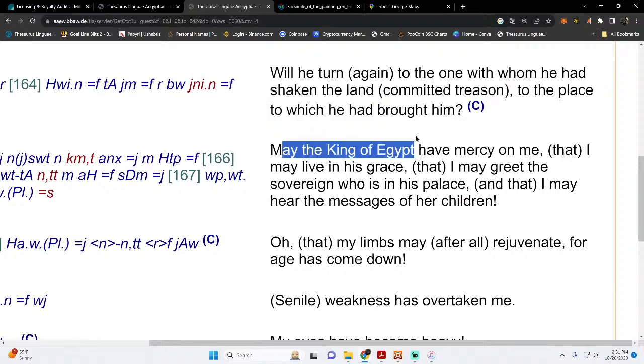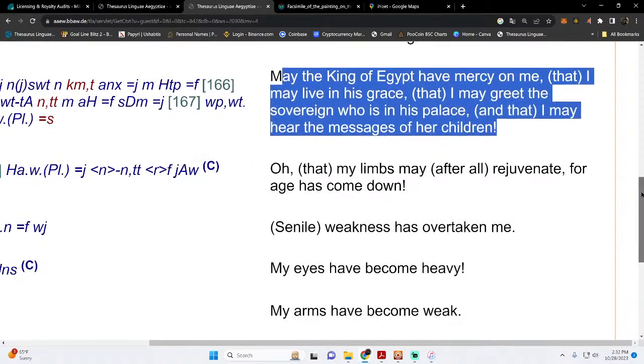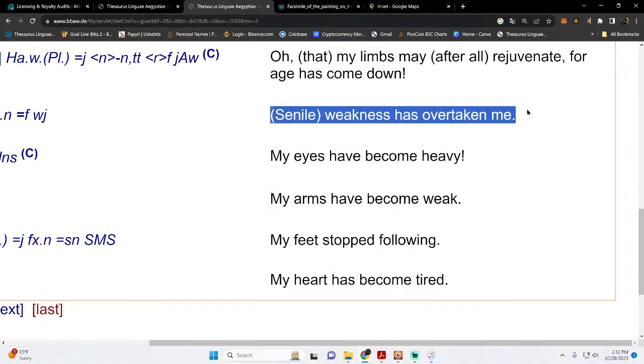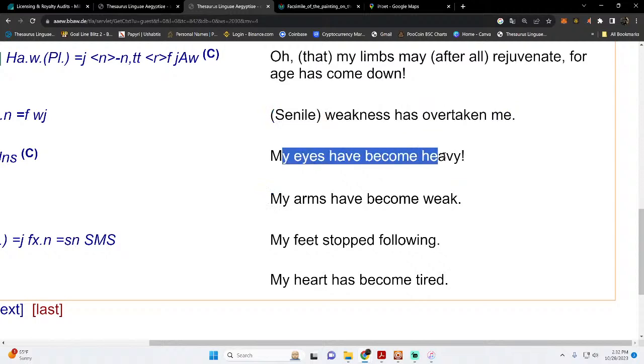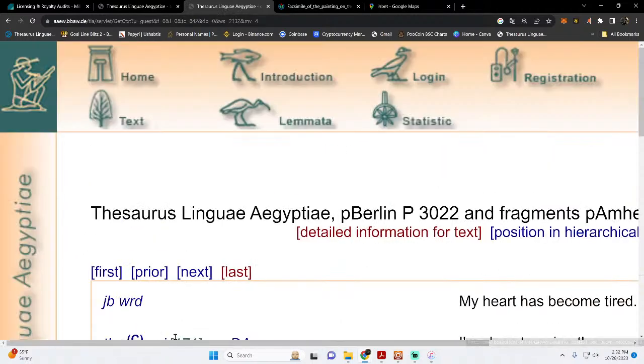He said, may the king of Egypt have mercy on me, that I may live in his grace, and that I may greet the sovereign who is in the palace, and I may hear the message of her children. So he's like, man, don't be hella mad at me when I come back. My arms are weak. He old now. He sees now. Weakness has taken over me, you see? My eyes have become heavy. So I just want to die as an Egyptian, man. Don't even hate on me.